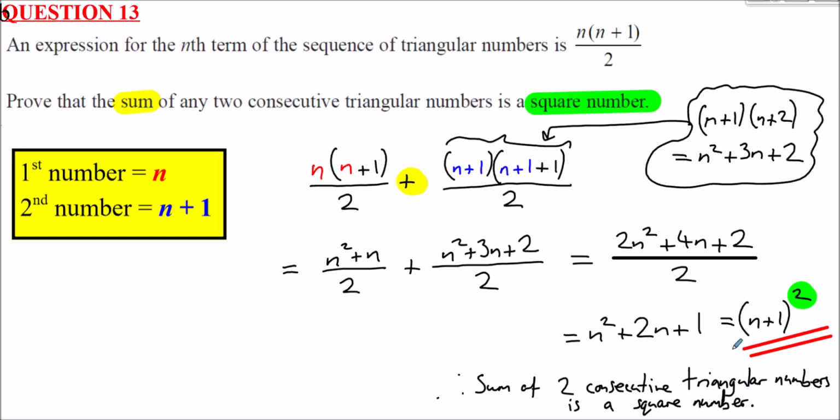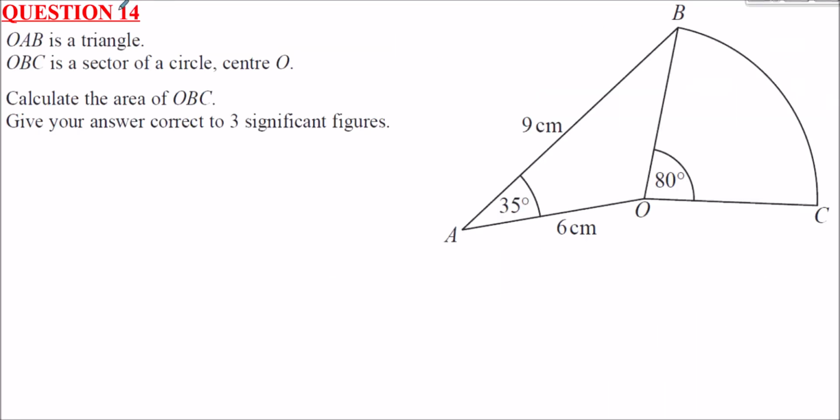Let's now have a look at question number 14. Question 14, we've got that OAB is a triangle. OBC is a sector of a circle, centre O. So we need to calculate the area of OBC. OBC means the sector as we go from O to B to C. So if I just highlight this in red, it's this sector here.